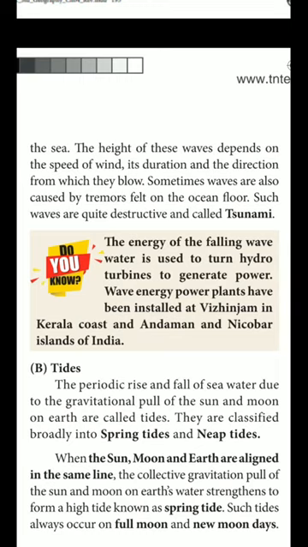That is one question also. Roman number 4, question number 5, write a brief note on sea waves. What do you know about these sea waves? Of all the movement of the ocean, sea waves are considered to be the strongest. Sea waves are ripples on water caused when wind blows over the sea. The height of these waves depends on the speed of wind. How does the height of the waves depend? It depends on the speed of wind, its duration and the direction from which they blow.